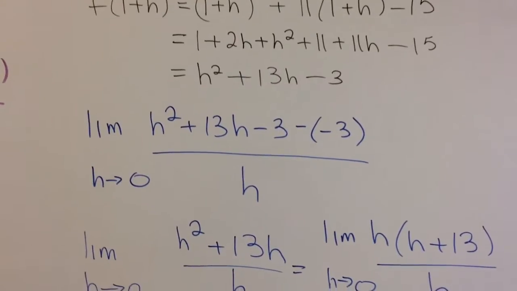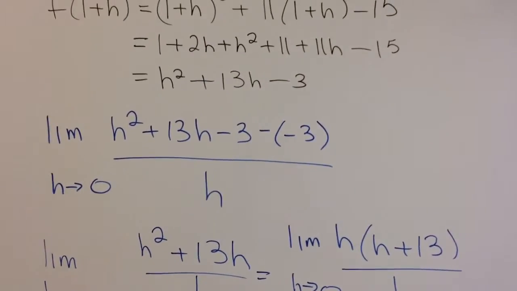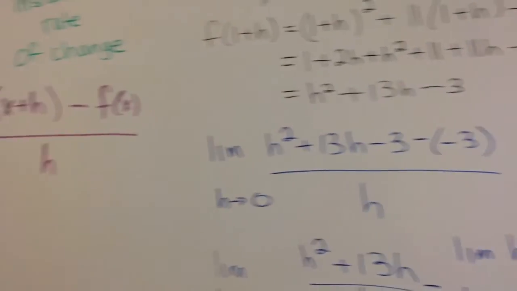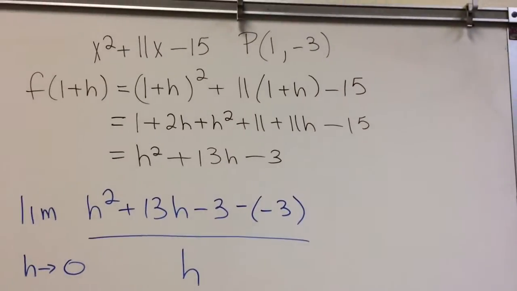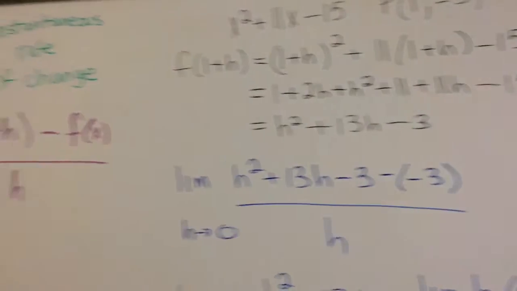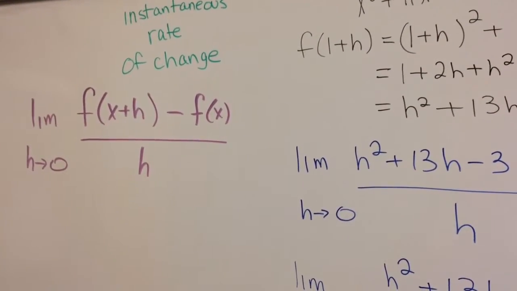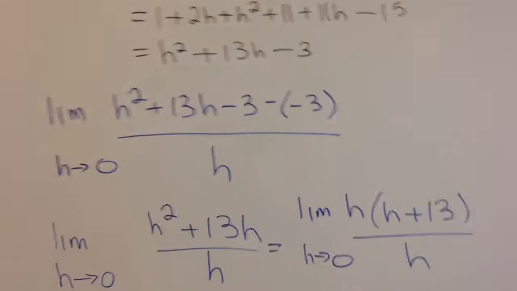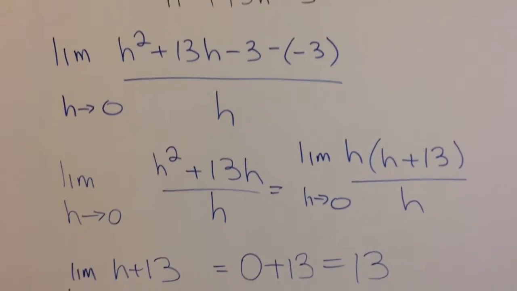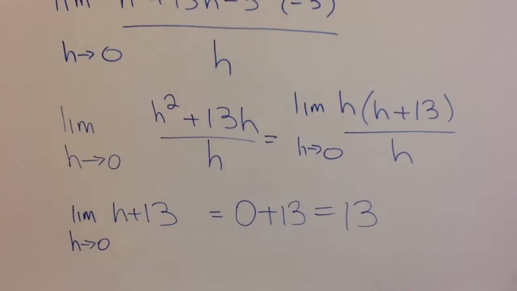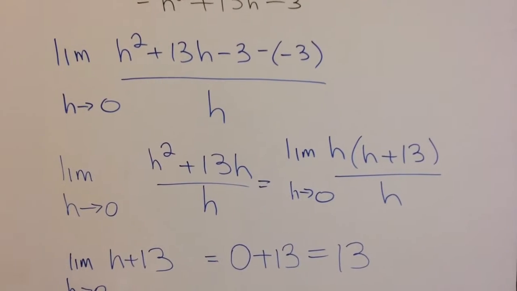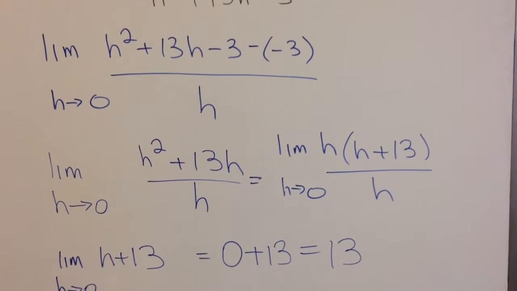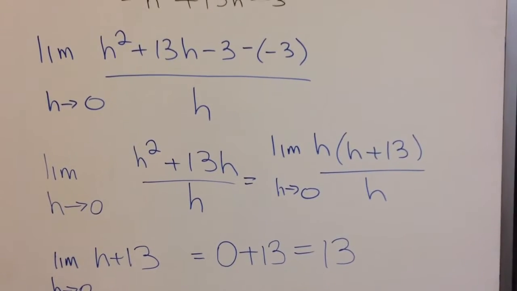So now we have the limit of h squared plus 13h minus 3 minus our f of x. And our f of x in this case is negative 3 because that is our y coordinate, and we know that f of x is another term for y. So we subtract negative 3, and then we get the limit of h squared plus 13h minus 3 minus negative 3 over h as h approaches 0.